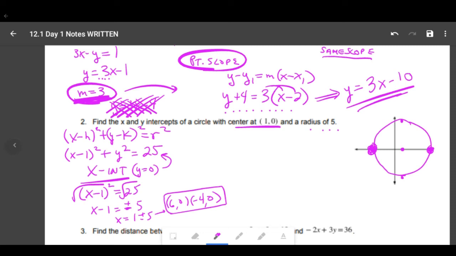Please do not just write numbers as answers. You will probably lose points. All right. So it looks kind of like 6 comma 0, negative 4 comma 0. I think that's pretty good.